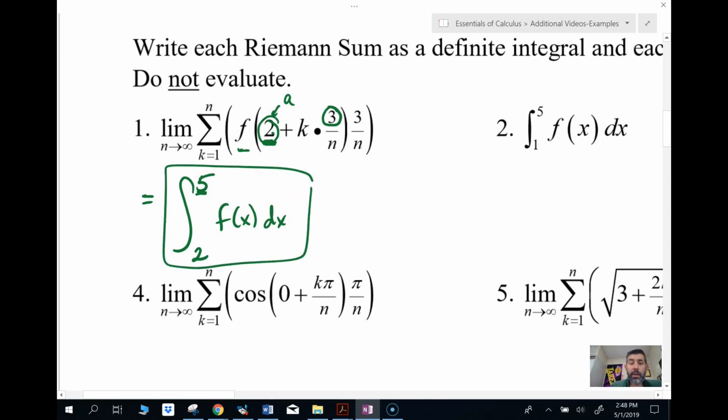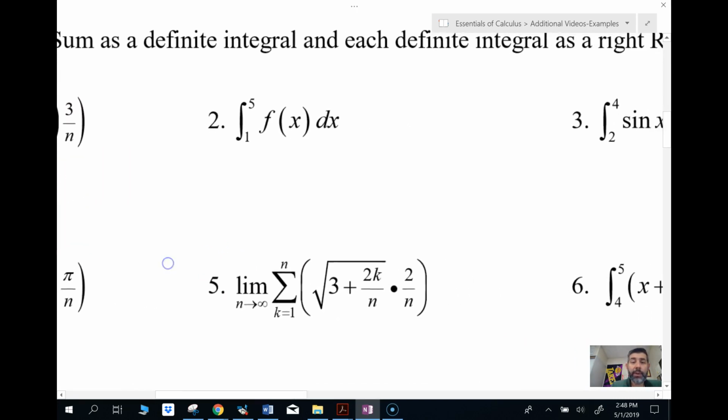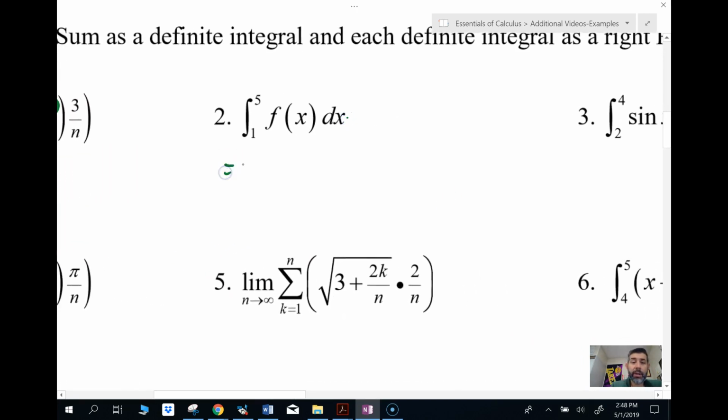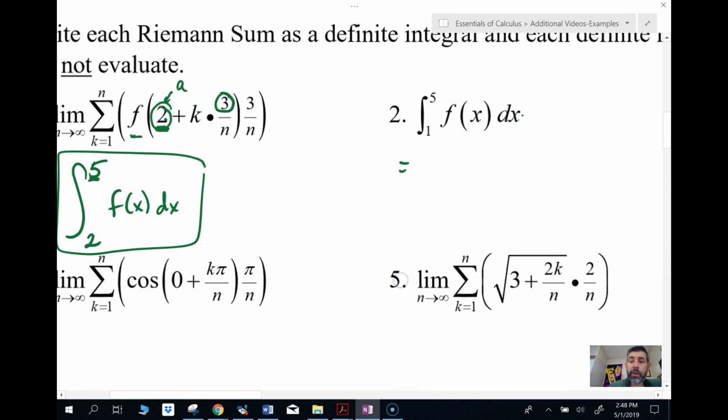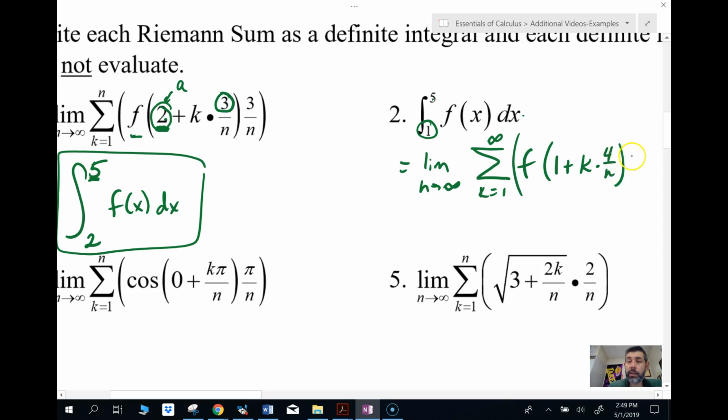All right, that's it. So if we're going the other way and we're going to write this as the limit of a Riemann sum, we're going to write the limit as n approaches infinity of the sigma k equals 1 to infinity of f of, where do I start? I start at 1 plus k times, I'm going to subtract 5 and 1, so that's going to be 4 over n, times 4 over n. Okay, and that's it.